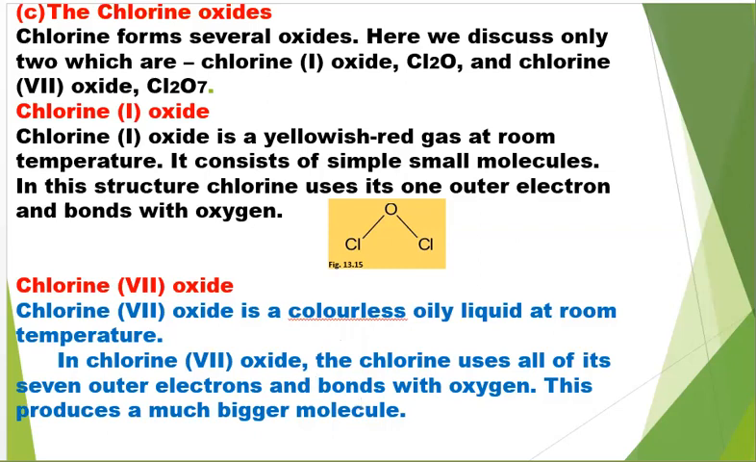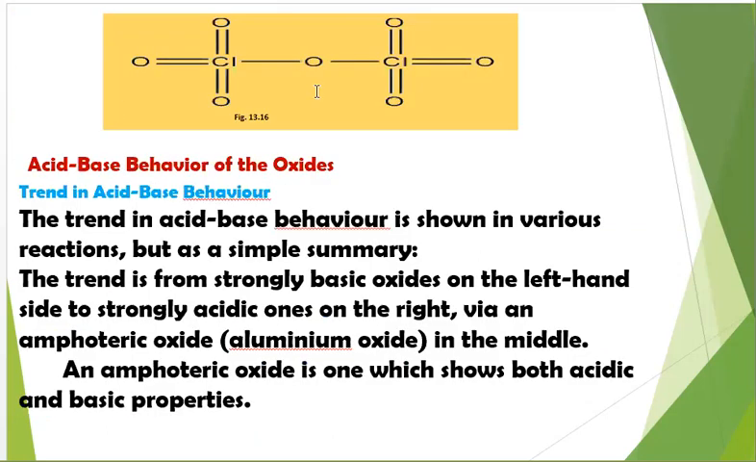And this is the structure of chlorine 7 oxide. Every chlorine uses its 7 electrons, meaning 2 here, 2 here, 2 here, and 1 here.